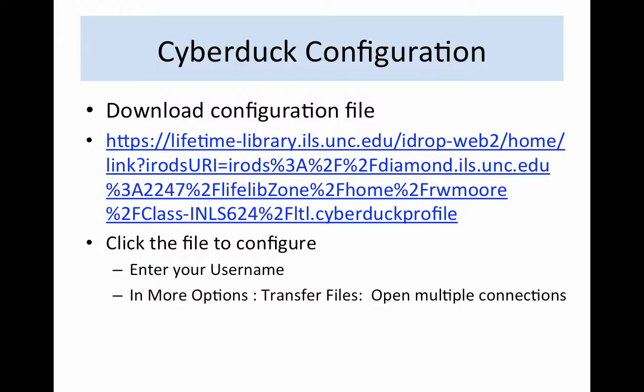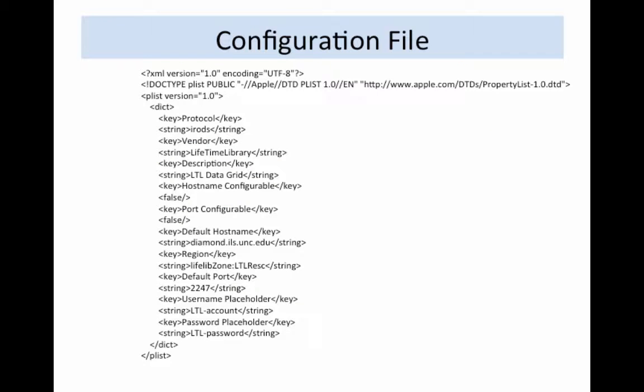The configuration file can be downloaded from the URL shown here. This points to a file stored in the lifetime library under my account name in the directory class-inls624. Click on the downloaded file to configure your username, and in More Options, select for Transfer Files Open Multiple Connections. The configuration file is shown here. This contains the information needed to connect to the lifetime library.